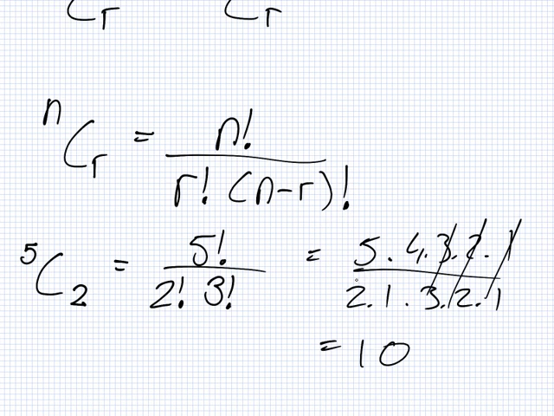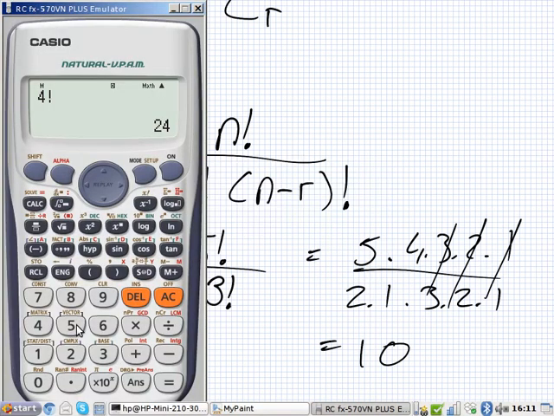But your calculator, listen, your calculator has this button. Watch. On my Casio, I can type in 5, shift, and the C is here on mine. Here. Oh yeah. 5C2 equals 10.